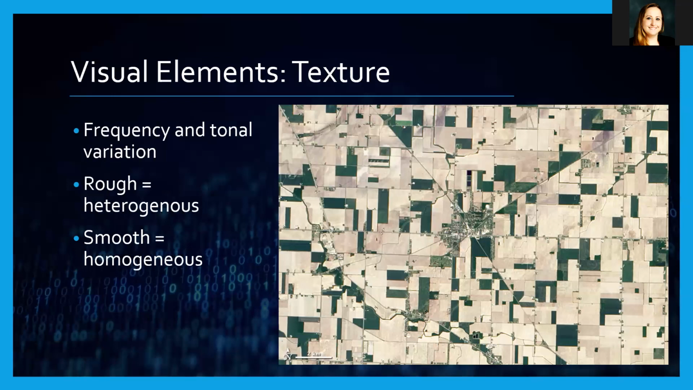Texture refers to the arrangement and frequency of tonal variation throughout the image. As I mentioned before, areas that appear to look rougher have more changes happening within a smaller area, like a forest canopy. Smooth textures are usually of unvarying, even surfaces like asphalt or concrete. So what can you tell me about this area based on the textures in this image?